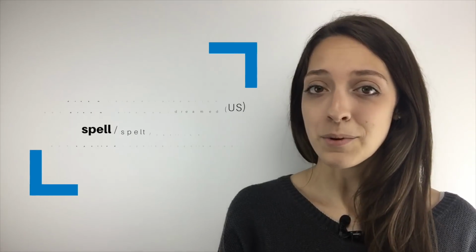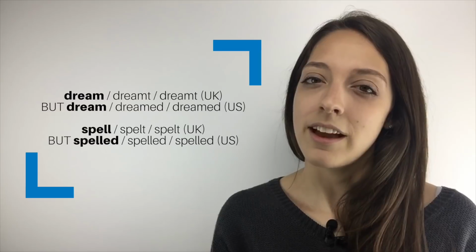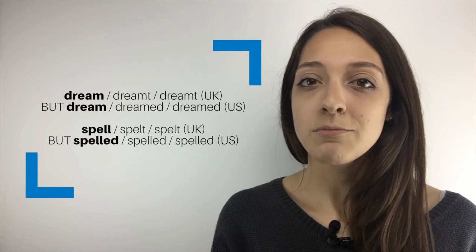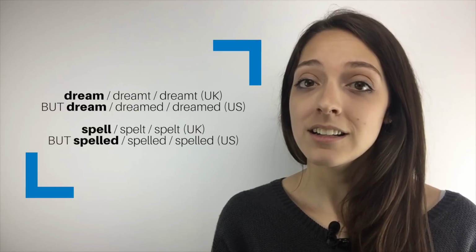Here's a bonus tip. Some words, like to dream and to spell, are irregular in British English but not in American English. So make your life even easier by cutting these words from your list.